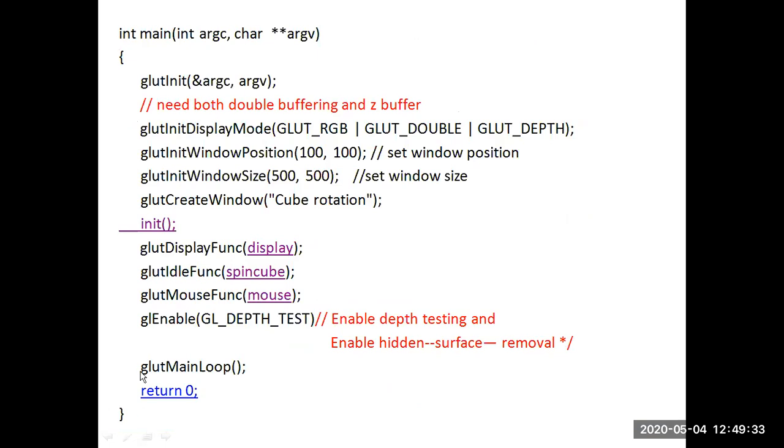So glEnable. Whenever depth buffering is being used, and double buffering is used in implementing a 3D object, we need to enable that by calling the function glEnable, and enable depth buffering by calling GL_DEPTH_TEST. So this will enable hidden surface removal. And at the end of the main function, we call glutMainLoop, that is, the event processing loop starts.